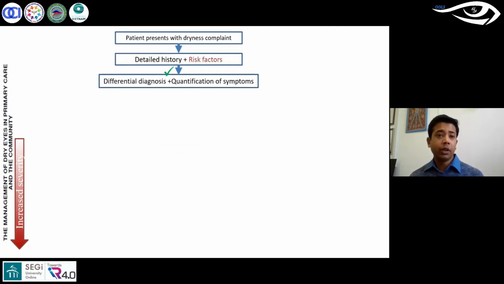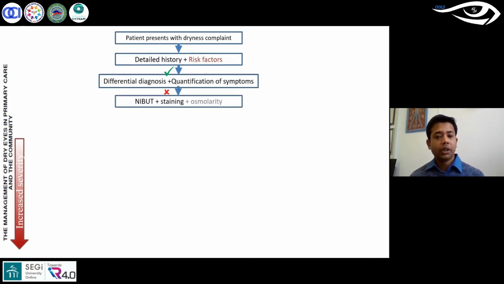Now, we know very well the BCLA CLEAR report, the Global Consensus report, also talks about looking at the dry eye risk factors even before prescribing contact lenses. So when you have a detailed history and risk factors, we should be able to differentiate the diagnosis between aqueous deficiency and evaporative dry eye, or maybe mixed, and try to quantify the symptoms. Is it moderate, severe, or mild, or maybe it's just a pre-dry eye patient.